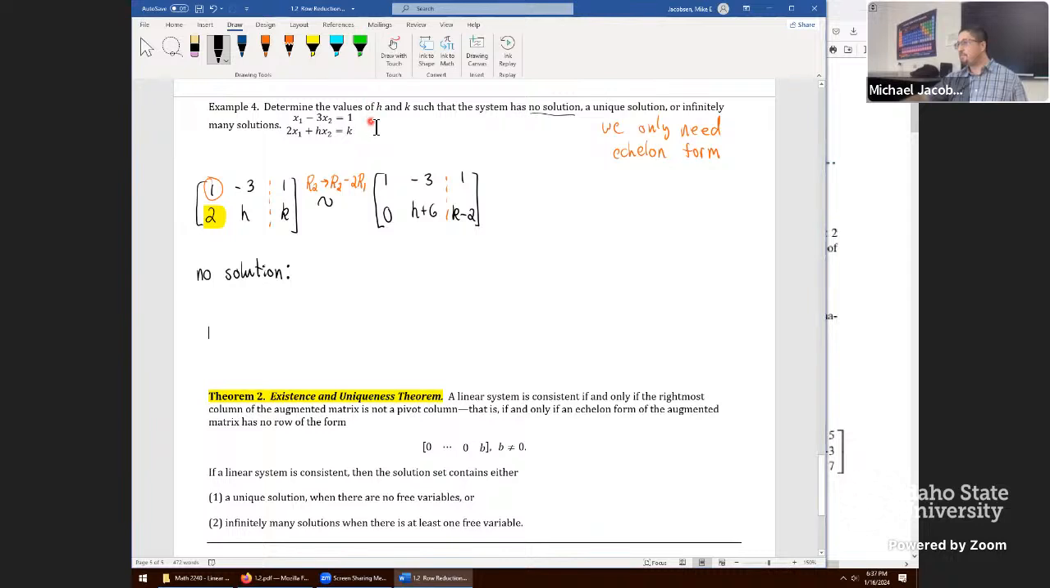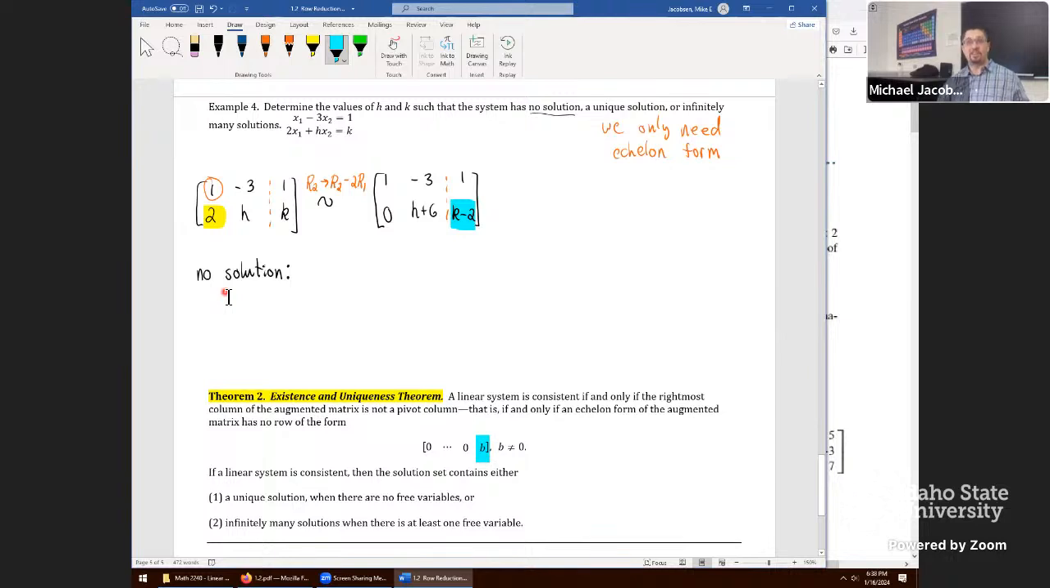Well, it says determine the values of h and k such that the system has, first, no solution, and we can use this theorem down below. No solution means it's going to be inconsistent, and they told us it's going to be consistent if and only if there's no pivot right here. That means it's inconsistent if and only if you put a pivot right there, in the far rightmost column in your system. So we need to force a pivot in that location to make it have no solution, inconsistent.